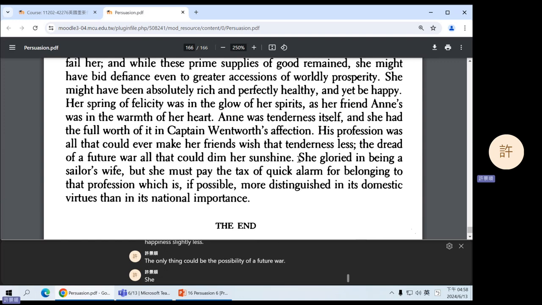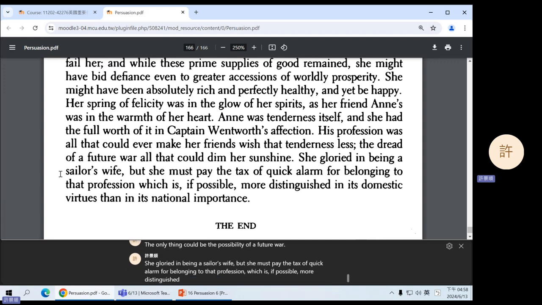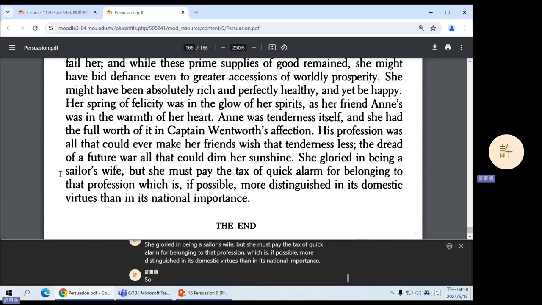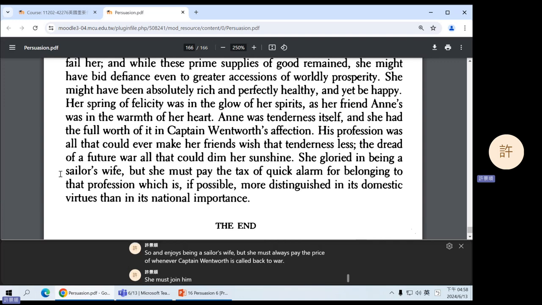She gloried in being a sailor's wife, but she must pay the tax of quick alarm for belonging to that profession, which is, if possible, more distinguished in its domestic virtues than in its national importance. So Anne enjoys being a sailor's wife, but she must always pay the price of whenever Captain Wentworth is called back to war, she must join him immediately.